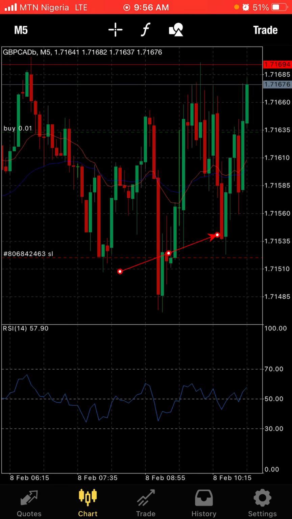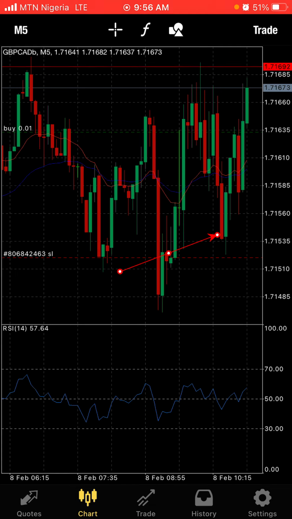After the candle started forming above the moving averages, I entered the trade. So guys, that's how it's going. So don't get me wrong.